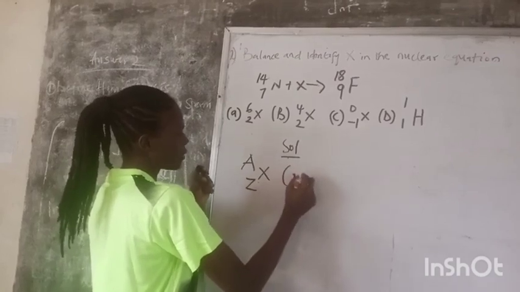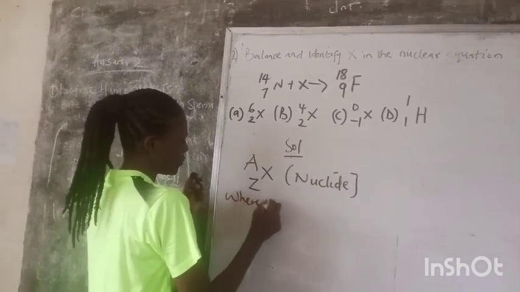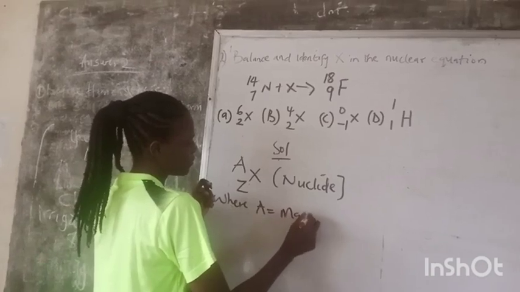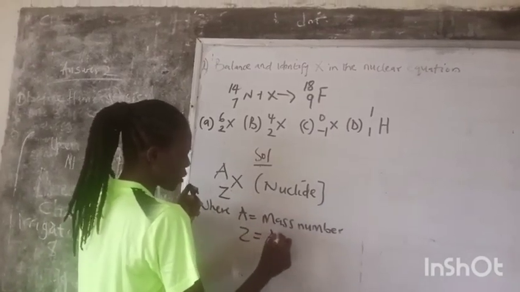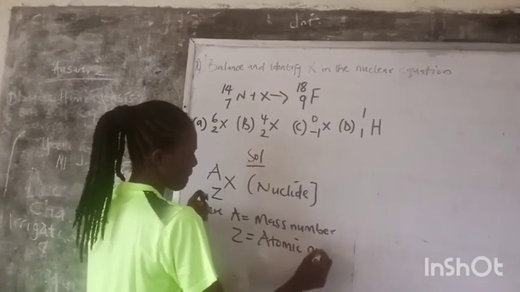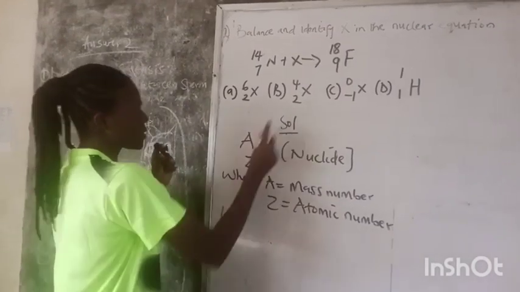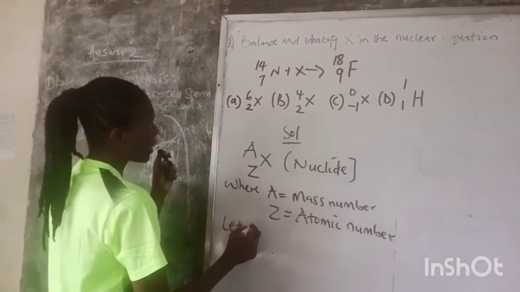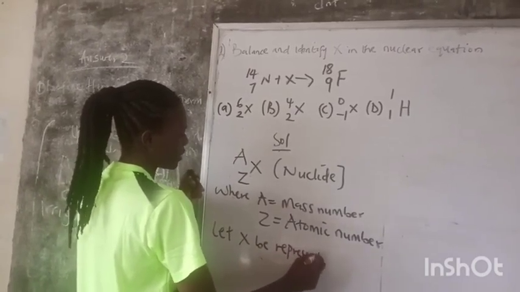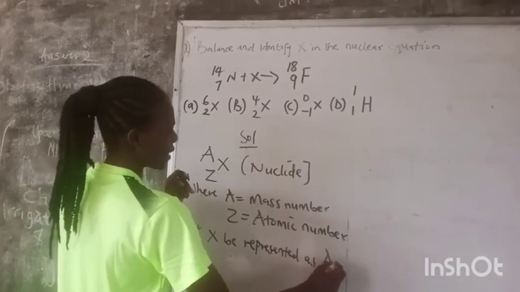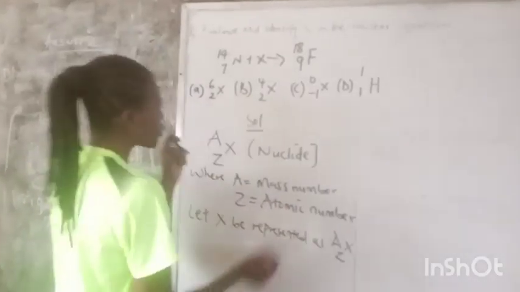This is called a nuclide, and where A is equal to the mass number, then Z is equal to the atomic number. Okay, now with this understanding, we're going to say let X be represented as A, Z, where A is the mass number and Z is the atomic number.